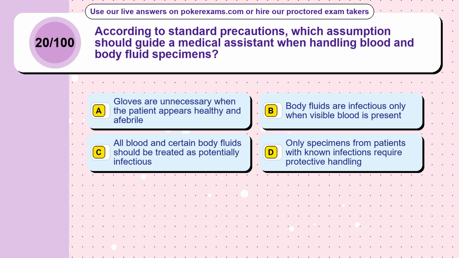Question 20. According to standard precautions, which assumption should guide a medical assistant when handling blood and body fluid specimens? Option A. Gloves are unnecessary when the patient appears healthy and afebrile. Option B.